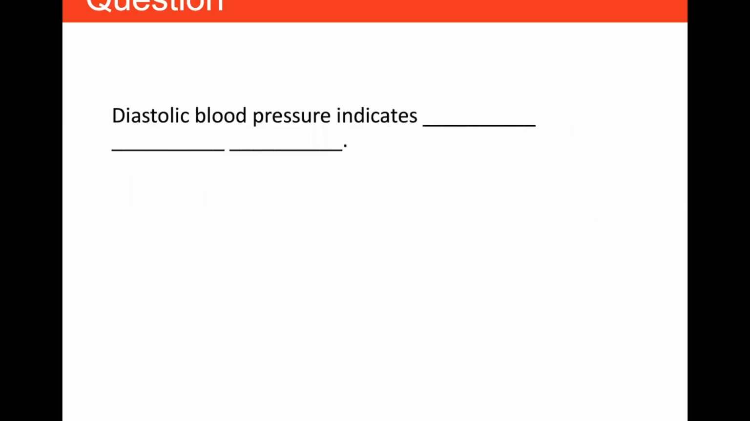All right, diastolic blood pressure, right? What does that indicate? It's a 3-word answer here, and that is your total peripheral resistance, right? That's what happens. That's your residual blood pressure after the heart contracts or beats in the system.